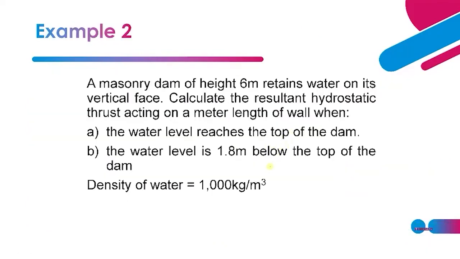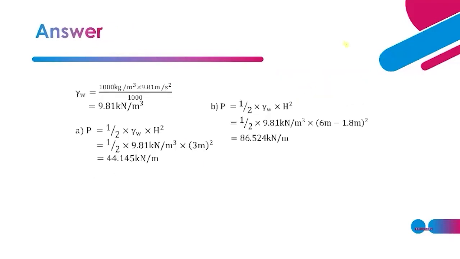A masonry dam of height 6 meter. The height of the dam is 6 meter. It retains water on its vertical face. Calculate the resultant hydrostatic thrust acting on a meter length of wall when the water level reaches the top of the dam, and when the water level is 1.8 meter below the top of the dam. This is directly the answer. So we're going to draw first.